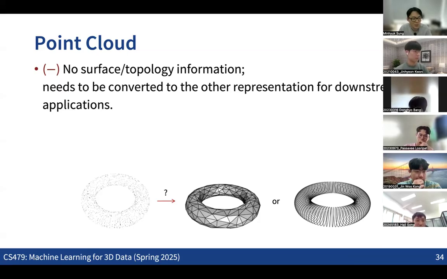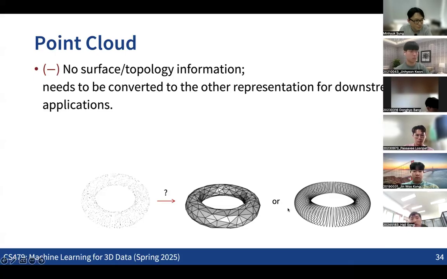Actually, that's the reason why we want to additionally encode the surface normal information, because the surface normal information can be useful, especially for extracting surface information. So we are also going to discuss the conversion across these representations. But basically, the downside of the point cloud is that there is no surface information or topology information.